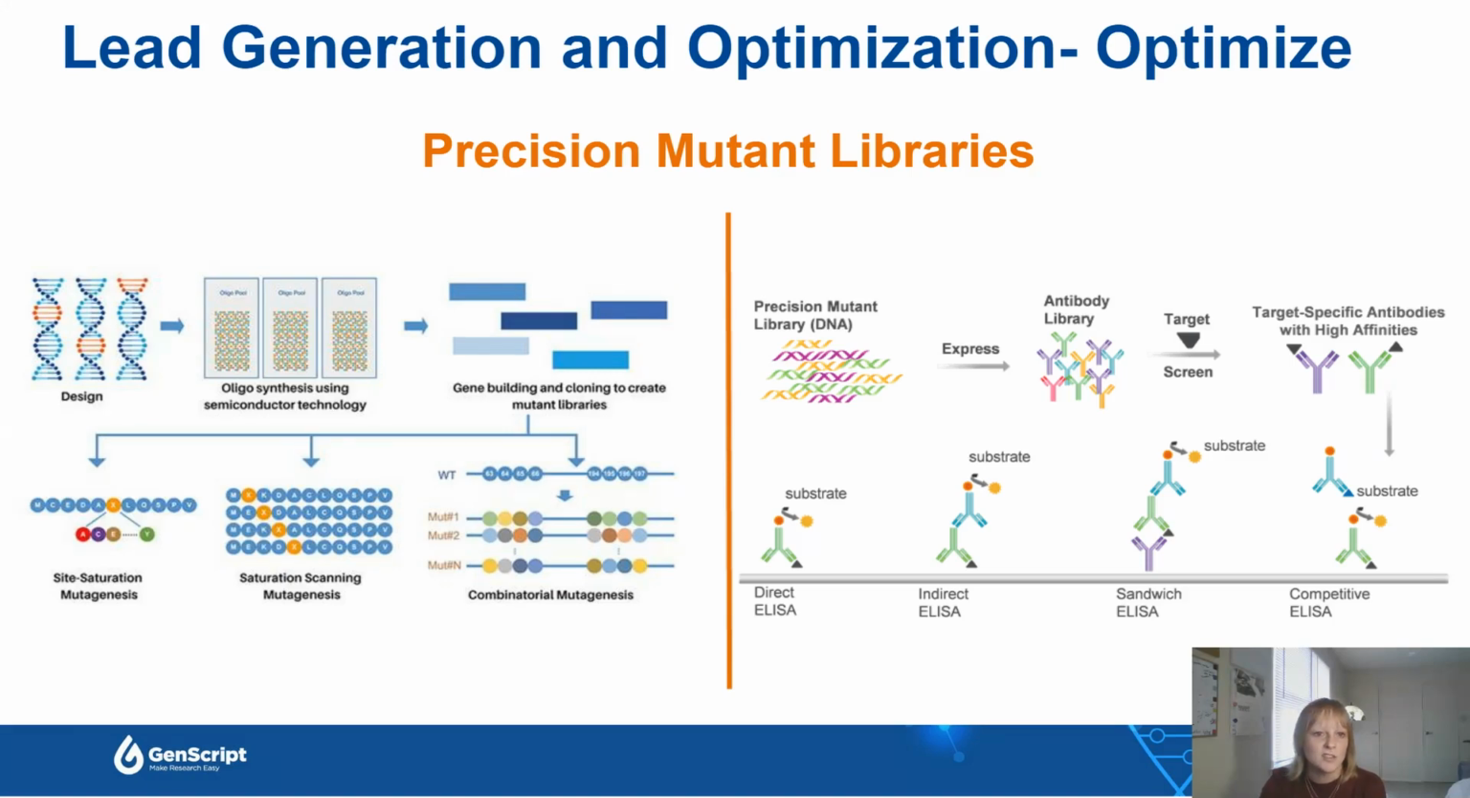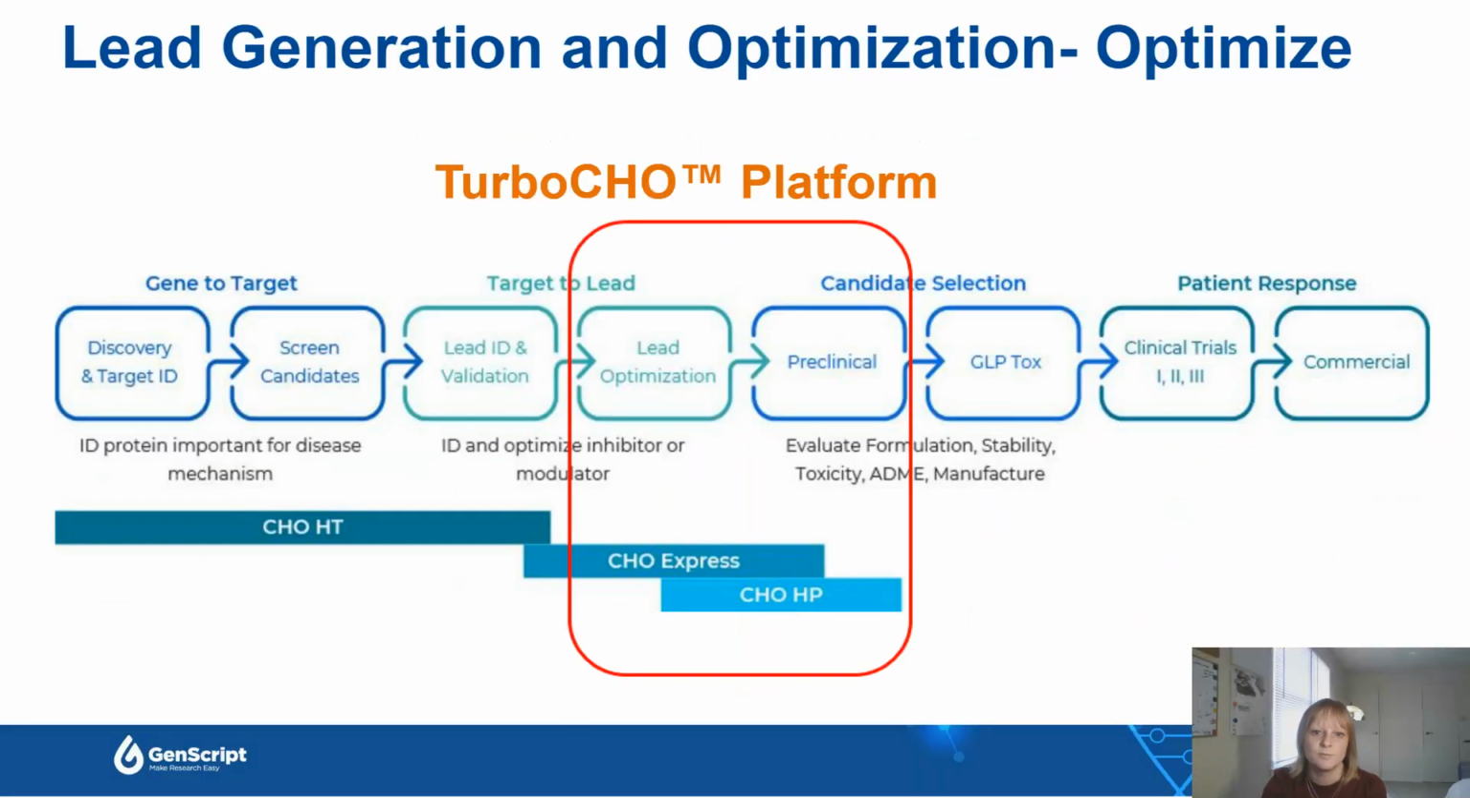Some of our further optimization tools include our precision mutant libraries. The libraries are a powerful tool that enable the identification of high affinity antibodies with desired functional properties. The libraries are created using site-directed mutagenesis to introduce a defined set of mutations into the target protein or antigen, which can then be used to screen for antibodies with improved binding, affinity, specificity, and functional activity. Precision mutant libraries can be generated for various targets, including the difficult to express proteins and membrane proteins, and can be used in combination with our phage display technologies for antibody screening and selection.